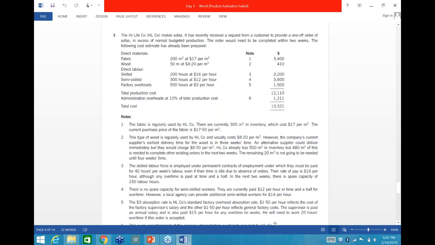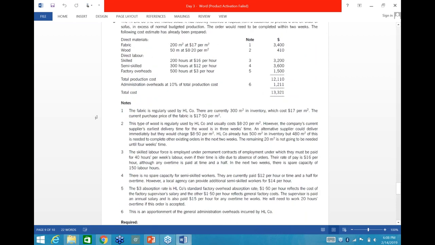The High Life company makes sofas. It has recently received a request from the customer to provide a one-off order of sofas in excess of the normal budgeted production. The order would need to be completed within 2 weeks. The following cost estimate has already been prepared: direct material, fabric, wood; then direct labor, skilled, semi-skilled; factory overheads, total production cost, admin overheads of 10%, and the total cost. So then they are talking about each of these one by one, okay? And they want you to come up with the relevant cost, okay?